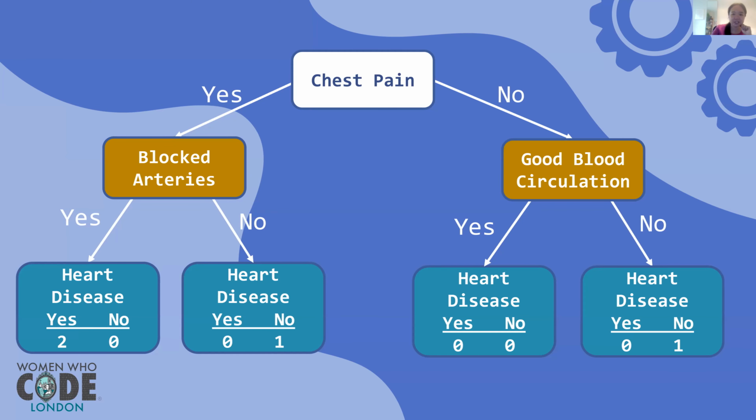So you can choose any condition you want. The root can go to 1 node, say blocked arteries, and this is the chance of getting heart disease. And if it's good blood circulation, it's yes or no. You get that.